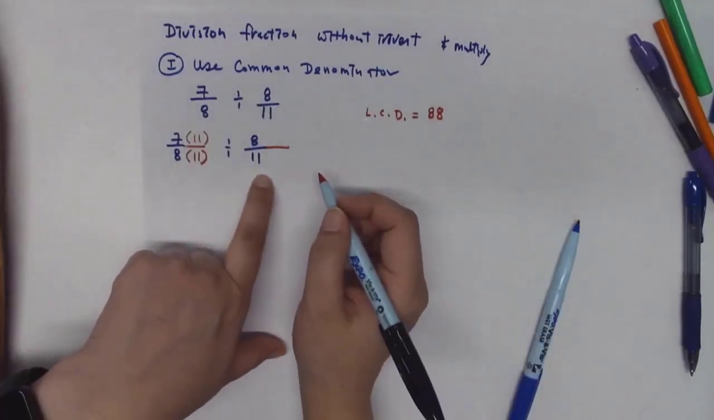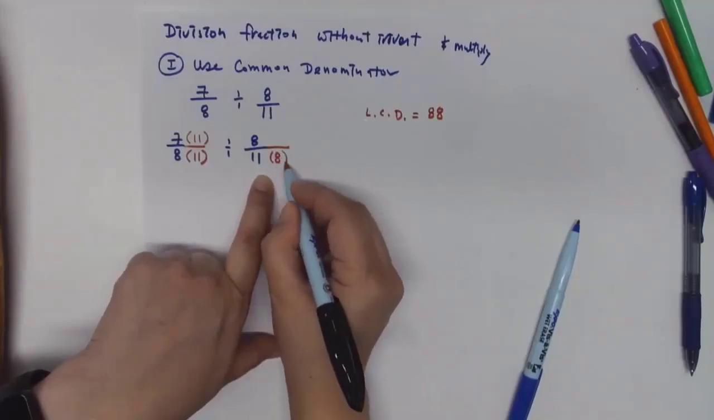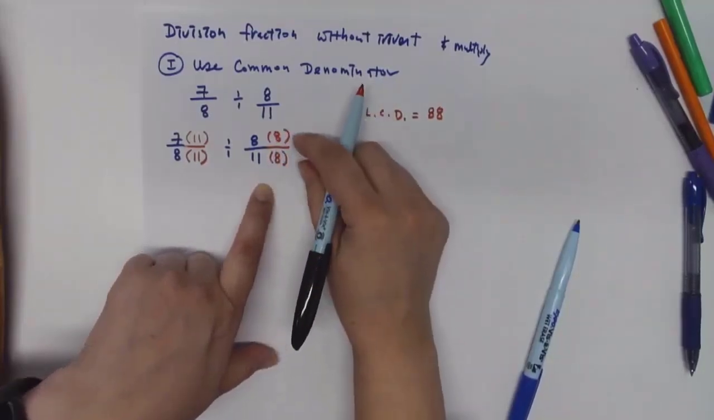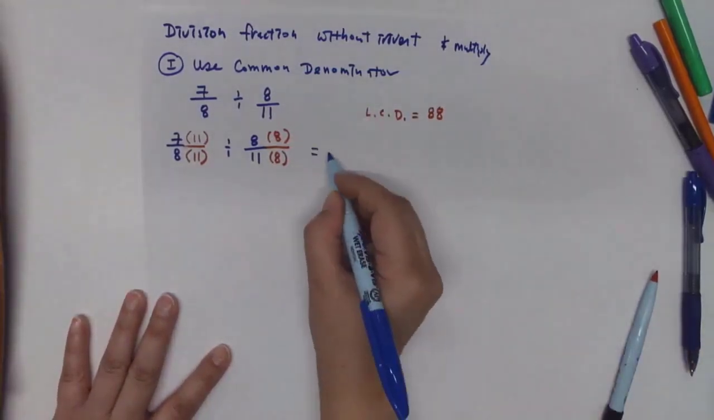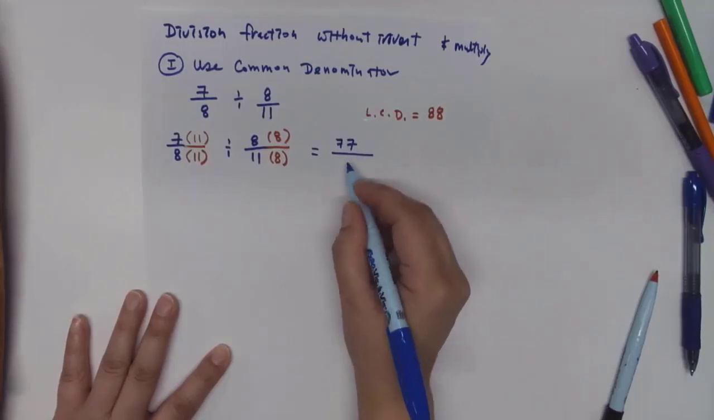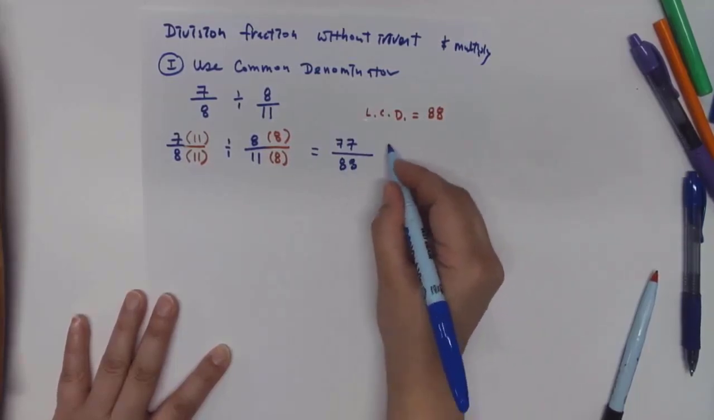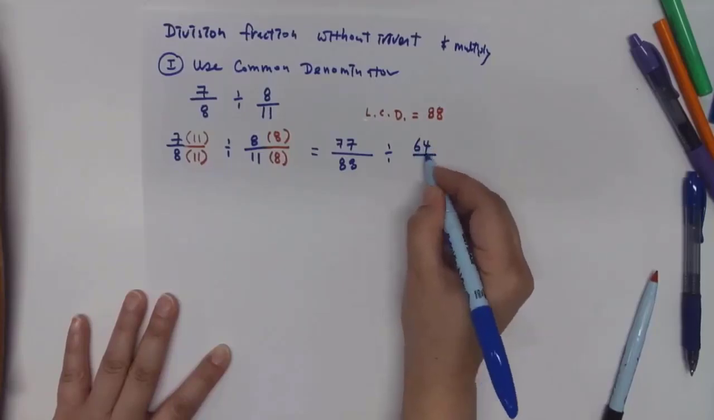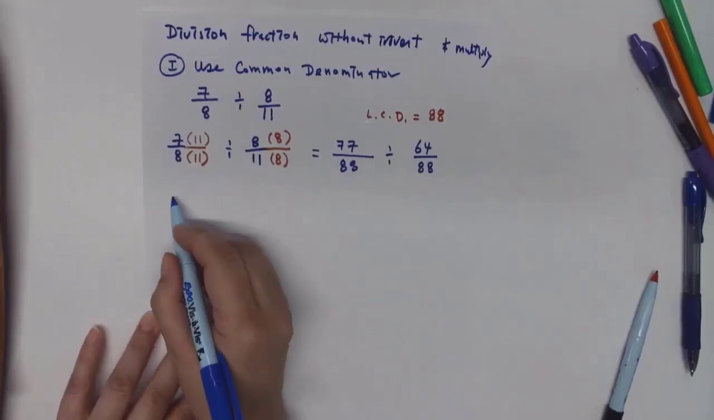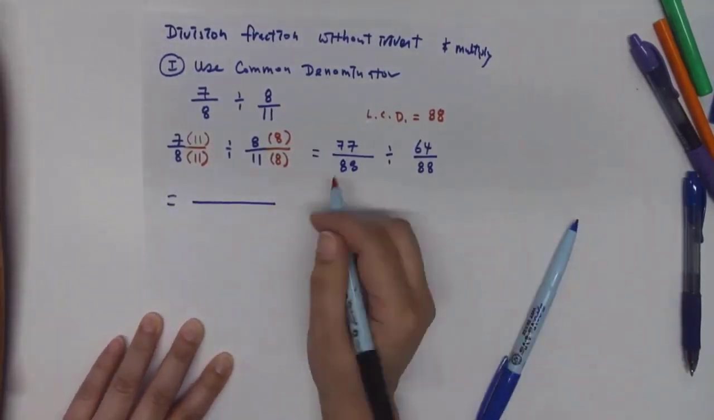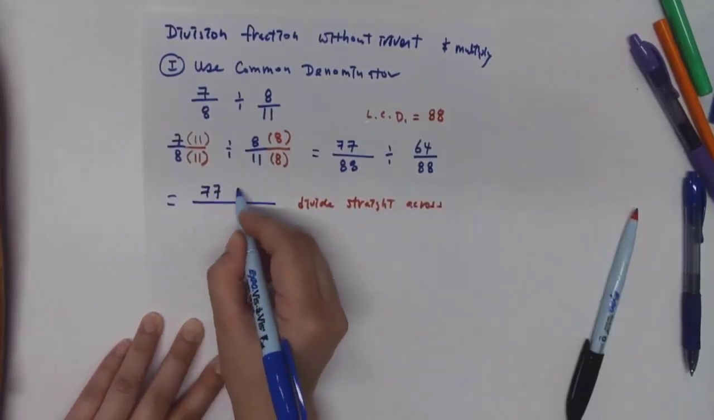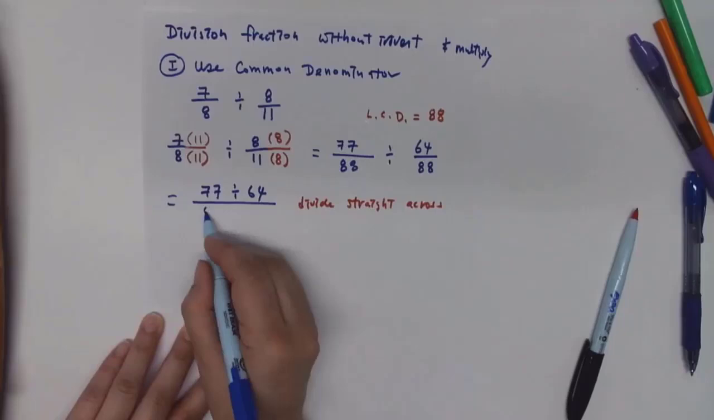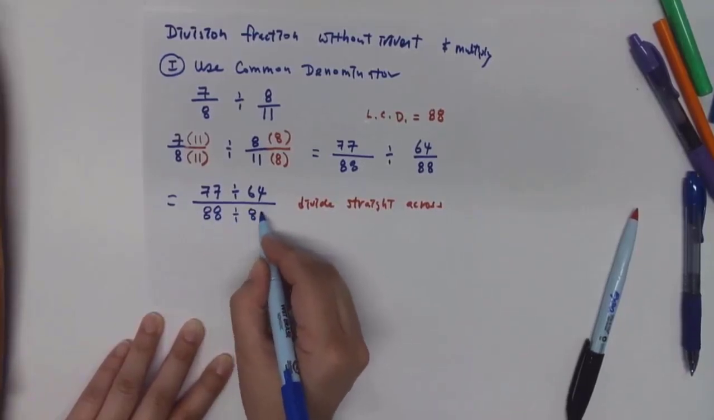How about the second fraction? Multiply by 8 at the bottom, 8 on top, right? Again, whatever you multiply at the bottom, do the same on top, right? This will give me what? 77 over 88 divided by 64 over 88. Once you have the same denominator, you can divide straight across. We got 77 divided by 64 over 88 divided by 88.